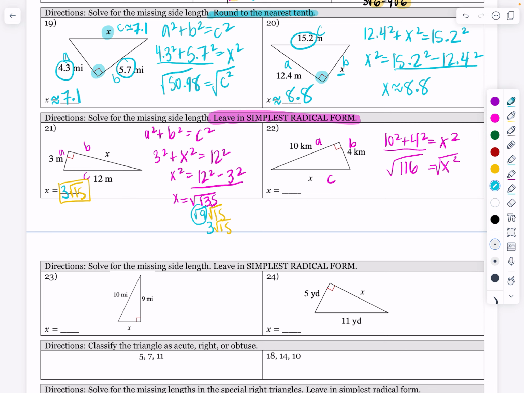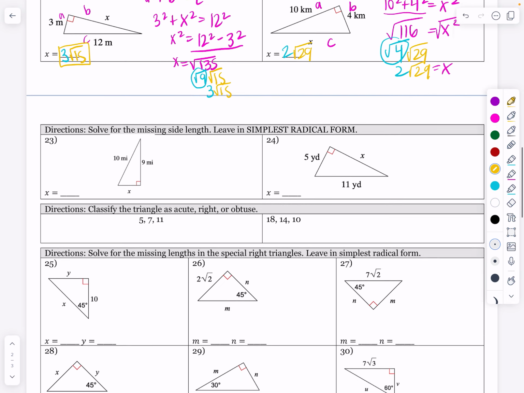That does simplify to root 4, root 29. Root 4, root 29 becomes 2 root 29. So what is my answer in simplest radical form? X is going to be equal to 2 root 29 exactly. You could type that in just to see what it is approximately as a decimal and make sure that it is bigger than 10 and make sure that it is bigger than 4.